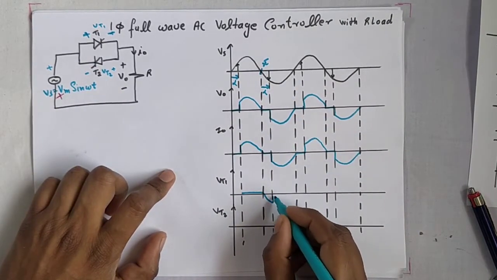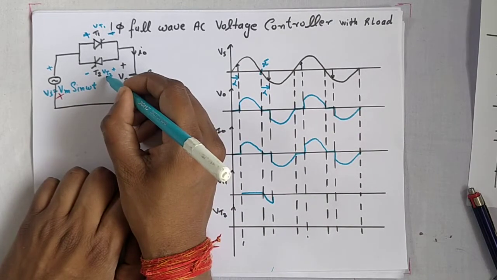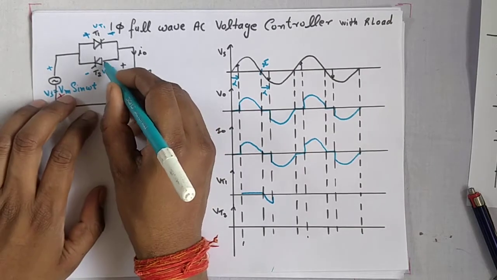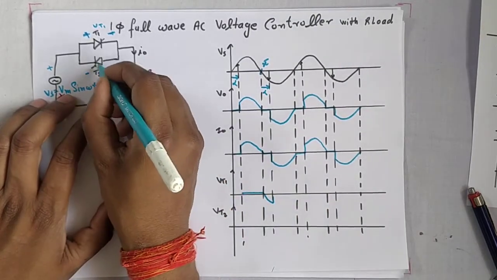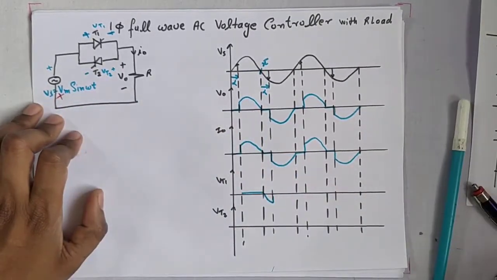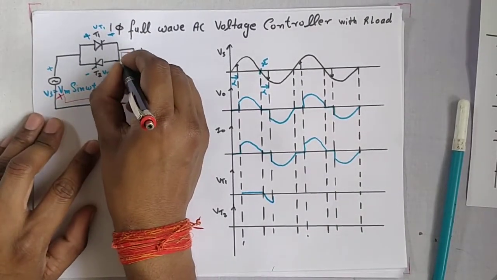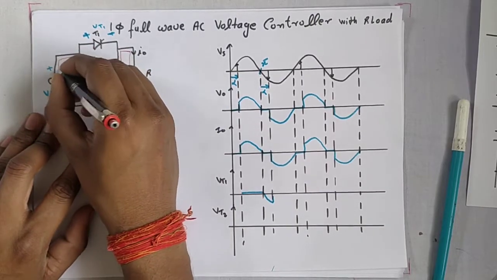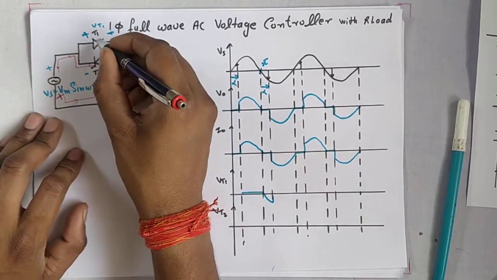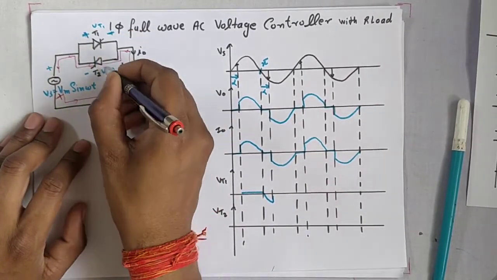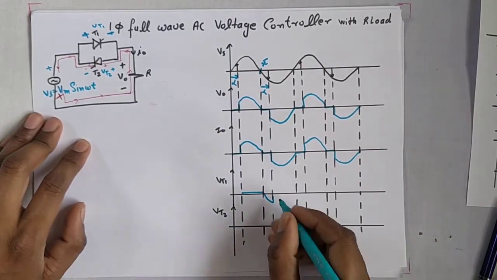Okay, so when T2 is on, the voltage across VT2 is equal to the potential drop across T2. The current is flowing in this direction, like this. So according to this polarity, the voltage polarity is like this, and so it is negative.